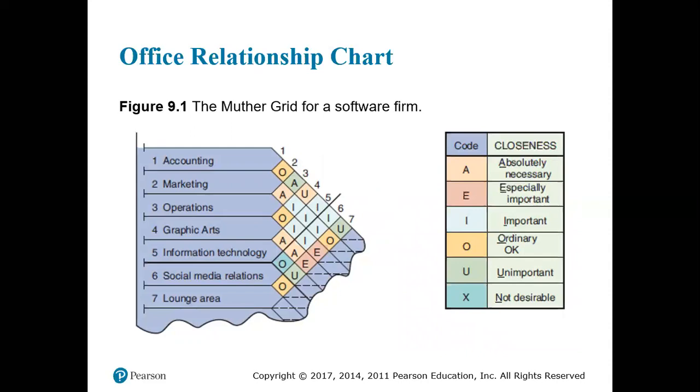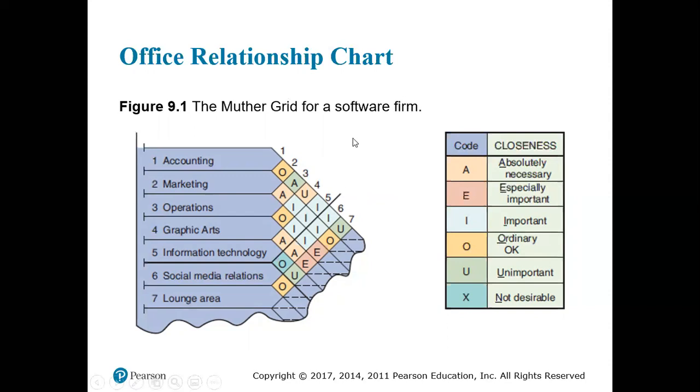And so the Muther grid has certain codes that you have to factor into your whole decision of what goes where. Every code is associated with a level of importance for a given connection between different activities or different departments. So let's try and understand what we're looking at here. If you have any activity that's coded A, the Muther grid basically says that that specific activity has to be close to another given activity.